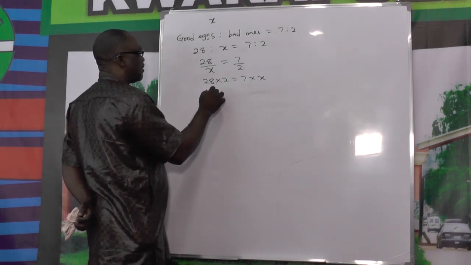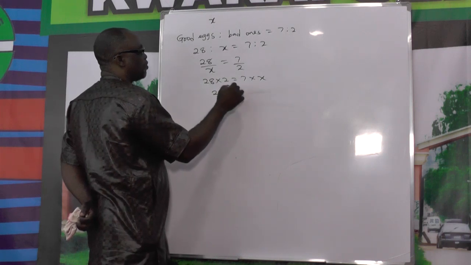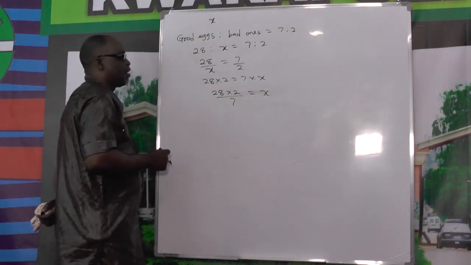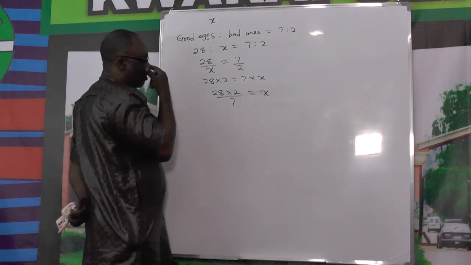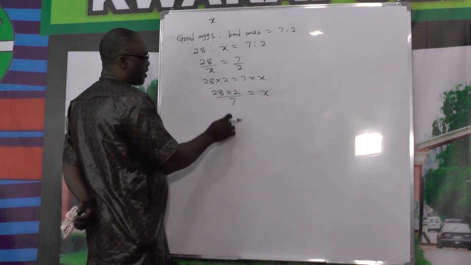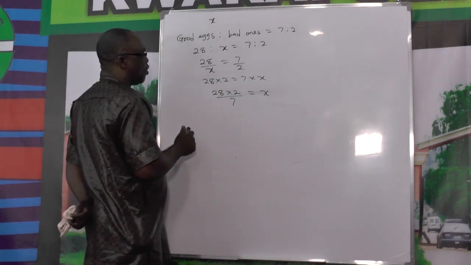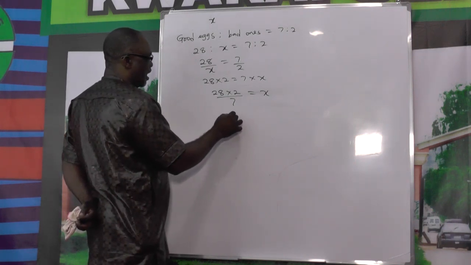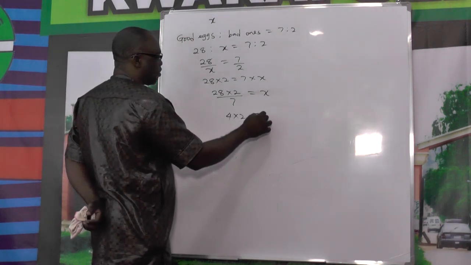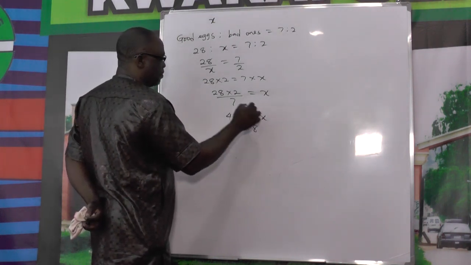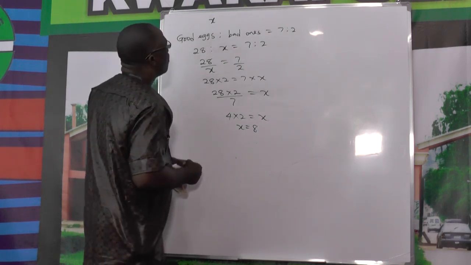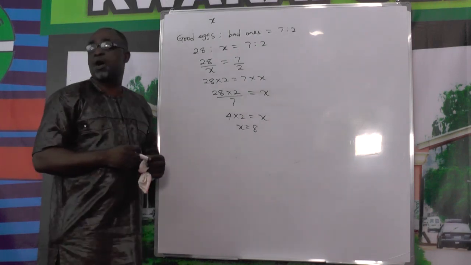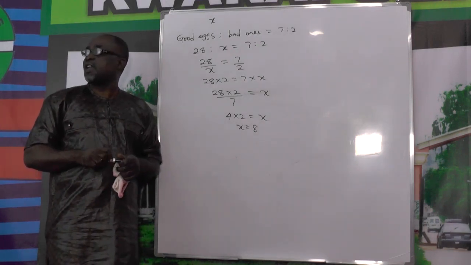I have 28 times 2 divided by 7 equal to x. So, and from there, what do we have? 7 will go in 28 to give us 4. So, I have 4 times 2, which is equal to x. So, my x will be 8. So, the bad ones is 8, while the good ones is 28.